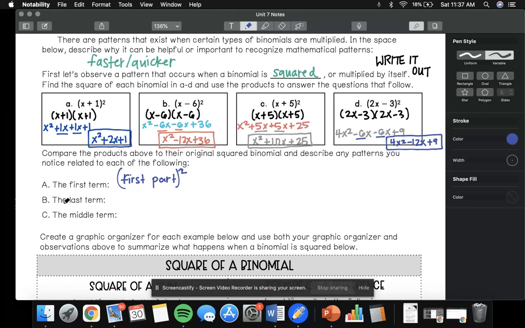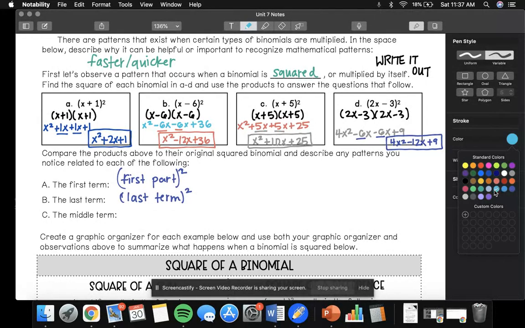The last term, which is the 1, the 36, the 25, and the 9. If we look at the original problems, it looks like we're getting that when we're doing the 1 times the 1, the negative 6 times the negative 6, 5 and 5, and negative 3 and negative 3. So it looks like it is the last term in the problem squared. The last thing we do is multiply the last term times the last term. They are the same exact thing since we're squaring it, so we could just square it.